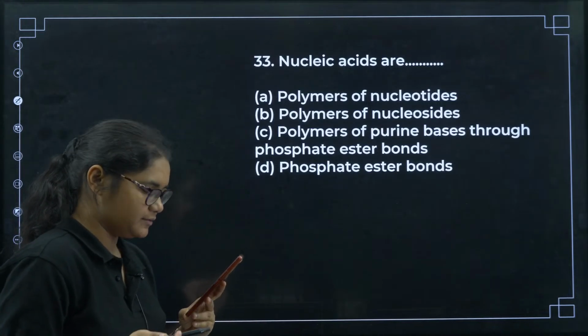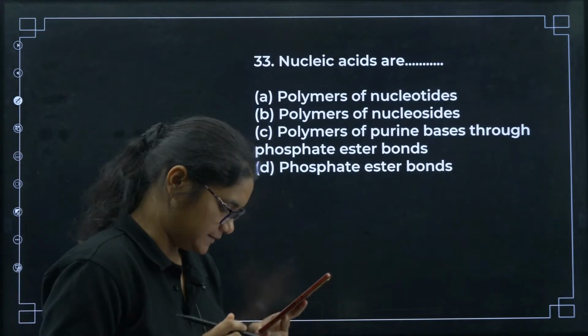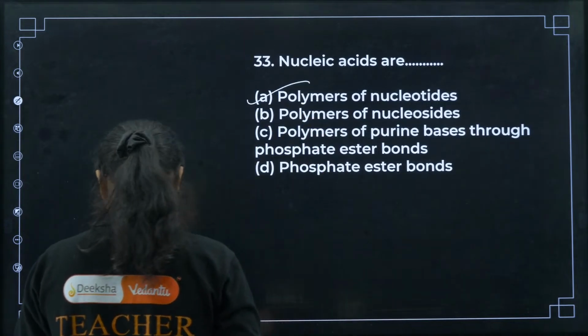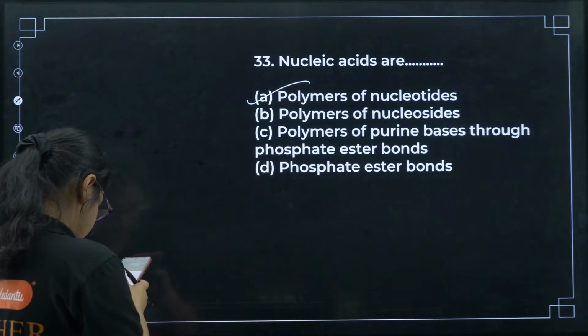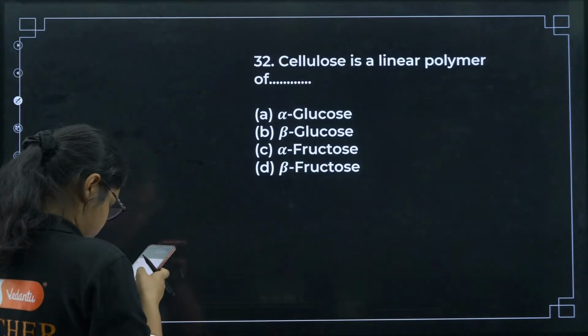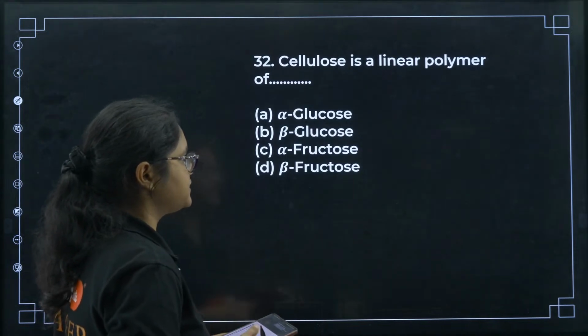Very easy question, very easy question. Yes, Rahman is correct. Yes, polymer of nucleotide. Okay, so again Teju, Revana, you all are correct here. 33 question is also correct. Now Bhavya also correct. Let's move to 32 question.